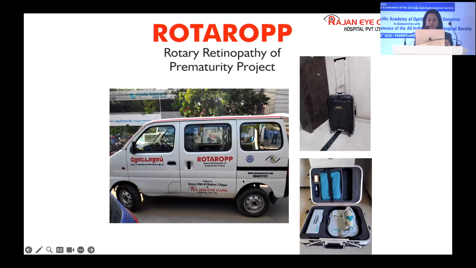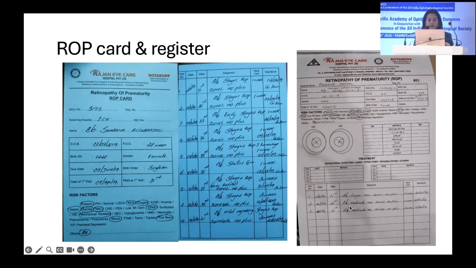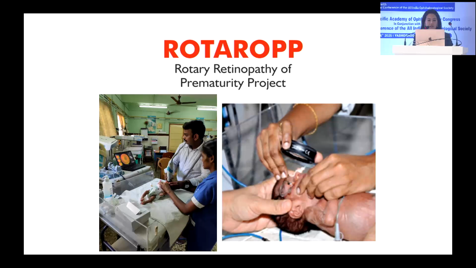This is the project van where the camera is carried. These are the cards. Each hospital is screened on a particular day of the week, and the babies are all given these blue cards, like an immunization card, where all the risk factors and the demographics are noted, and at each visit the findings are noted here. This is the sheet which is left at the center with the NICU, so that the neonatologist is also kept in the loop of things. This is our technician doing the photography.